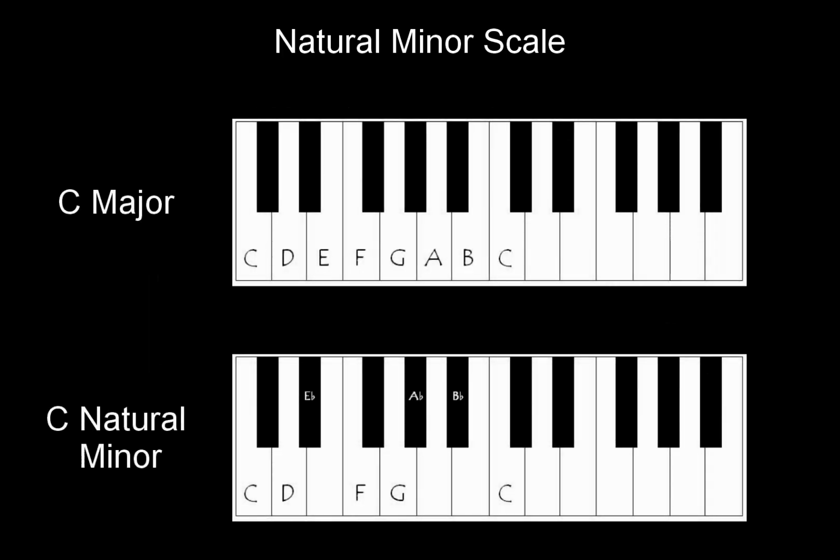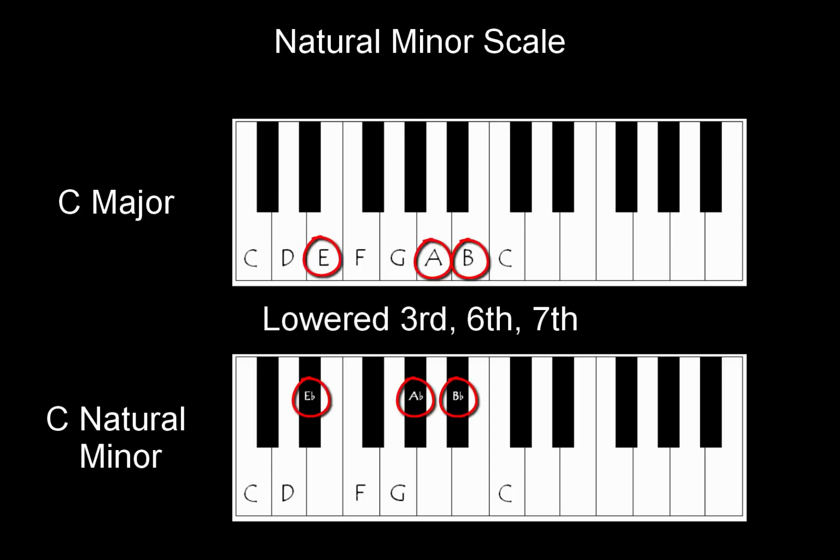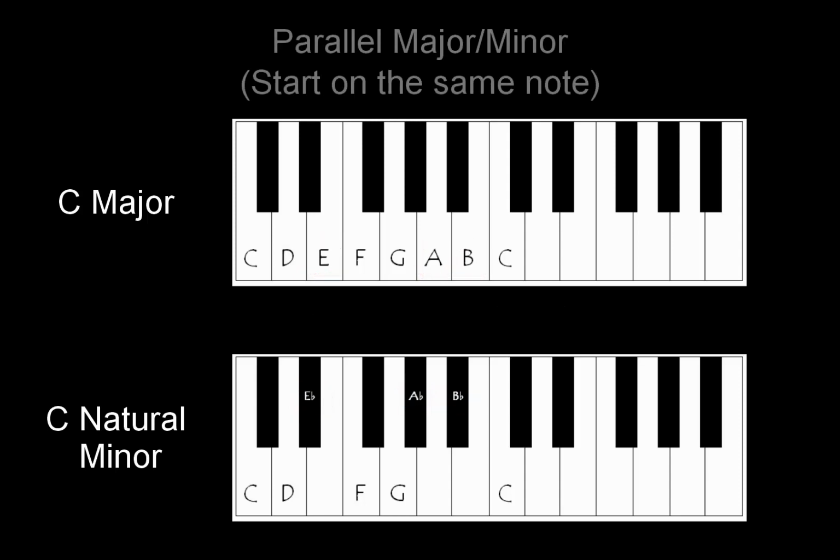The difference between a major scale and natural minor scale is that the natural minor has lowered third, sixth, and seventh scale degrees compared to the major scale. The C major and C natural minor scales are parallel to each other, which means they start on the same note.